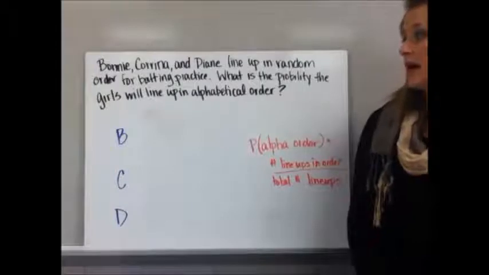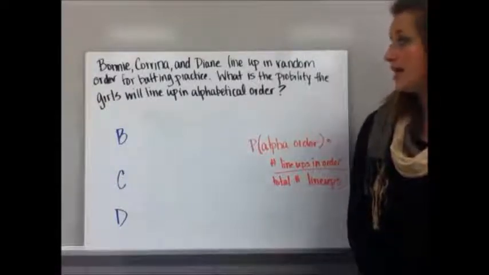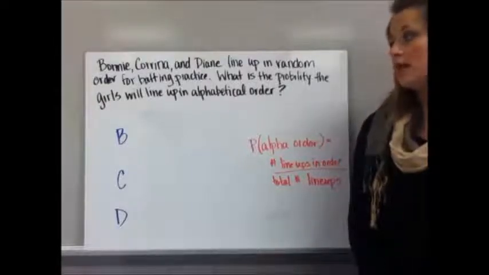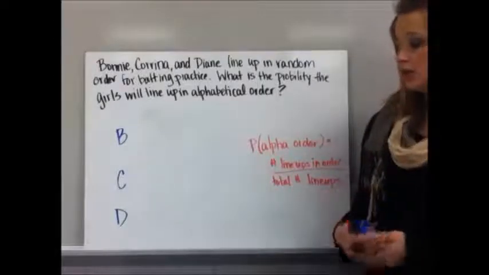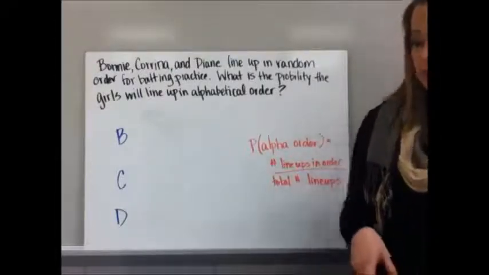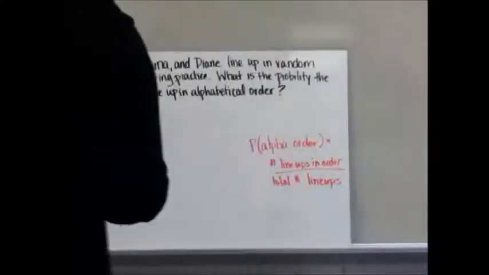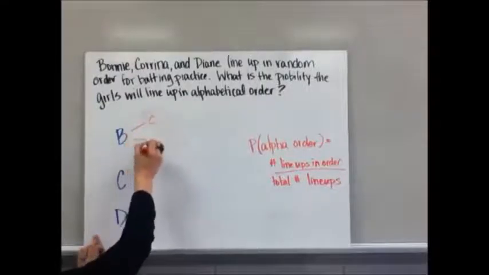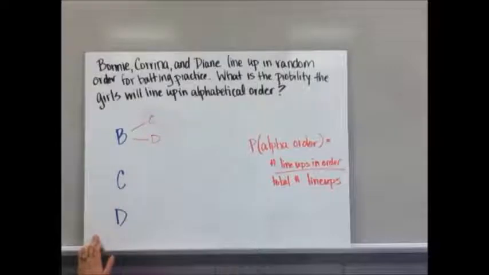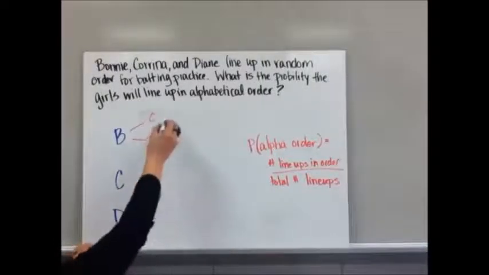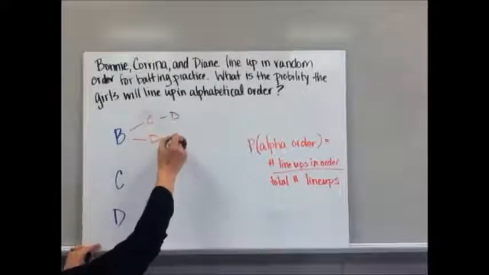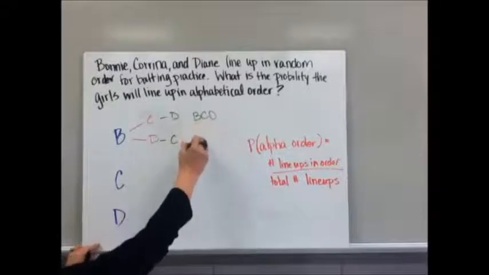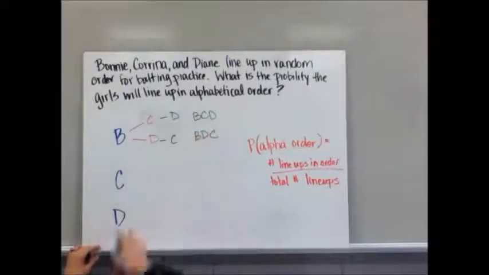Example where the order does matter. You have 3 girls, Bonnie, Karina, and Diane, and they line up in random order for batting practice. What is the probability that the girls will line up in alphabetical order? Here I'm going to choose to use something more like a tree diagram to show their order. So if Bonnie were to get in line first, behind Bonnie could either be Karina or it could be Diane. And then past Karina, that would leave Diane, then Karina. So it could be Bonnie, Karina, Diane, or then Bonnie, Diane, Karina.